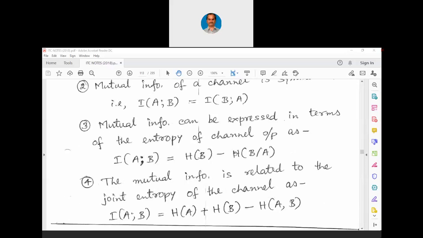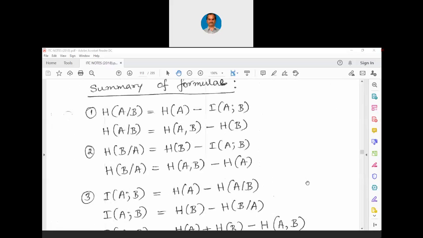Now the mutual information can be expressed in terms of the entropy of the channel output as I of A semicolon B equals H of B minus H of B slash A. This we already know. The mutual information is related to the joint entropy of the channel as I of A semicolon B equals H of A plus H of B minus H of A comma B. Sum the source information and the destination information, and subtract the joint entropy from this sum, and that is the mutual information. This also we know. Now there is a summary of all the formulae. You are already familiar with all these formulae. Again it is shown here so that you can remember it very well.